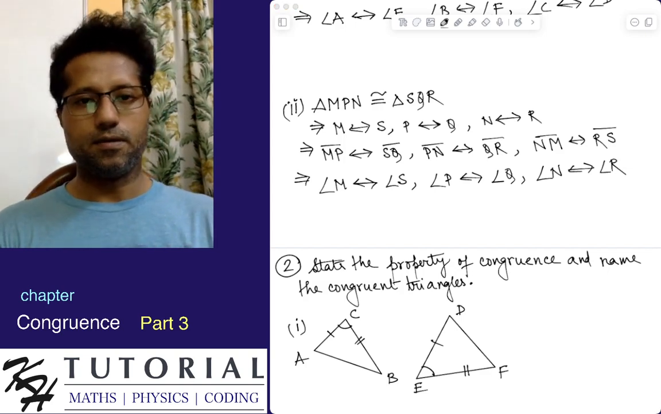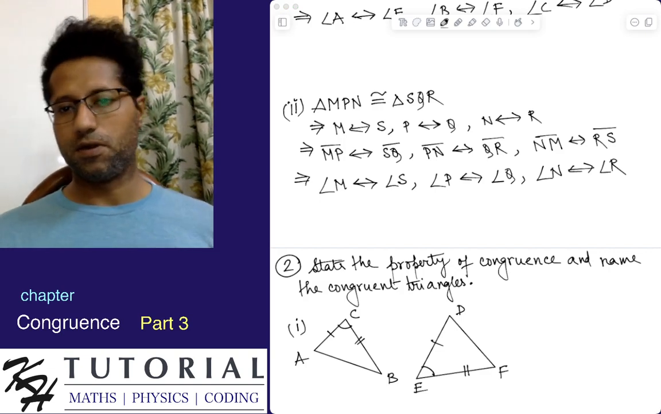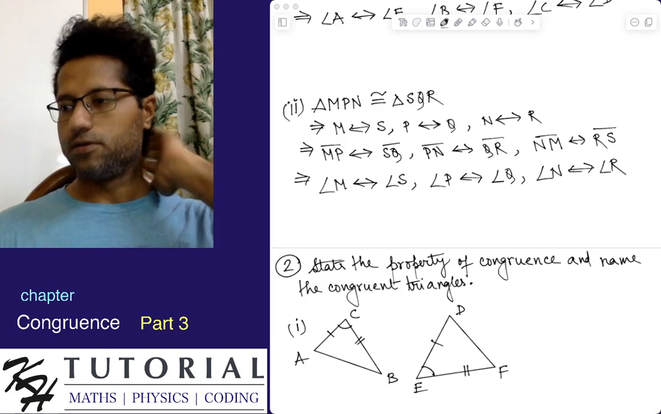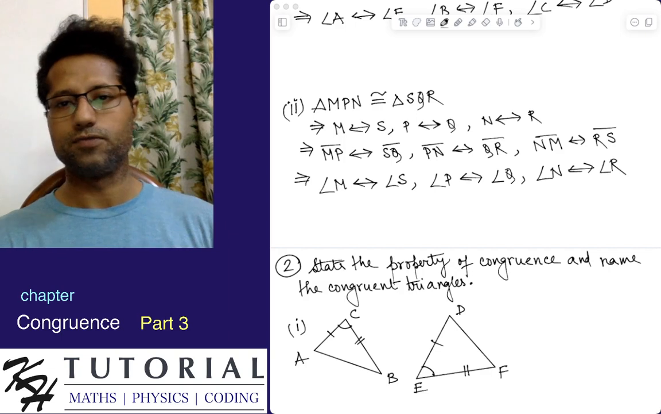I hope this is clear. This is not really that difficult. Writing the correspondence of the vertices, sides and angles from the given congruency of two triangles.